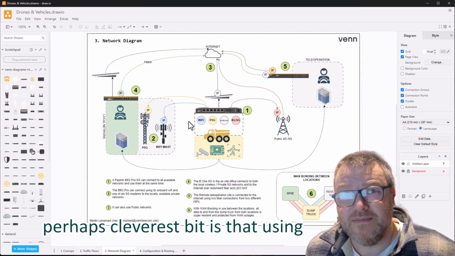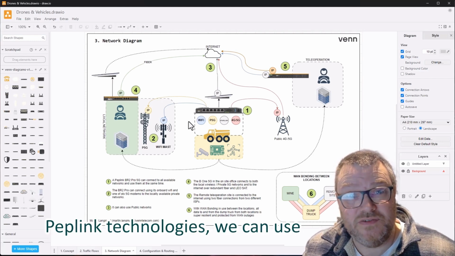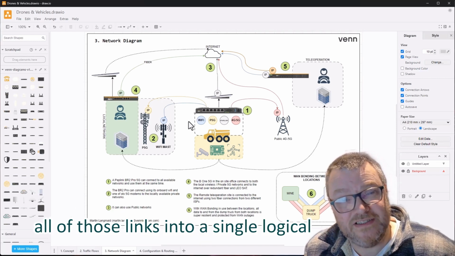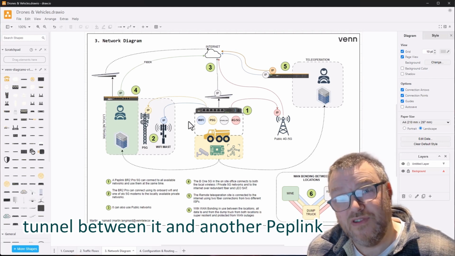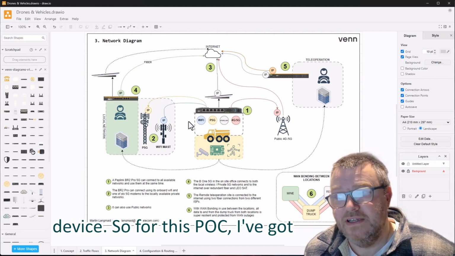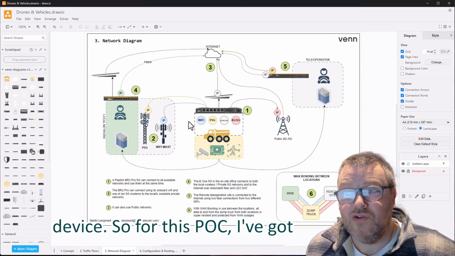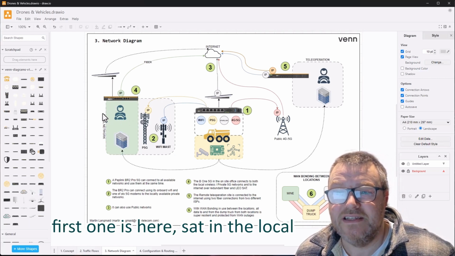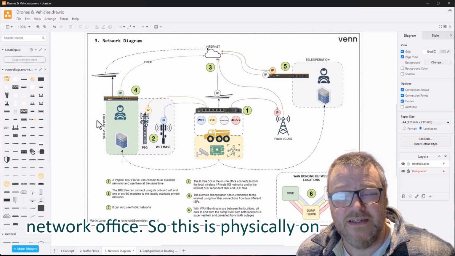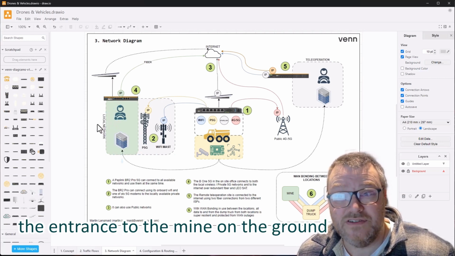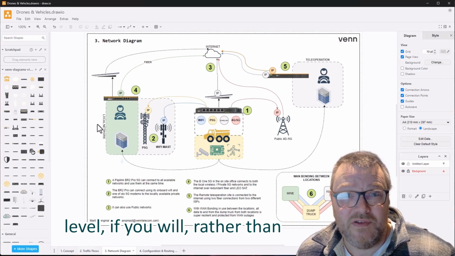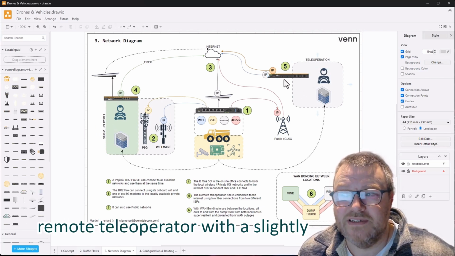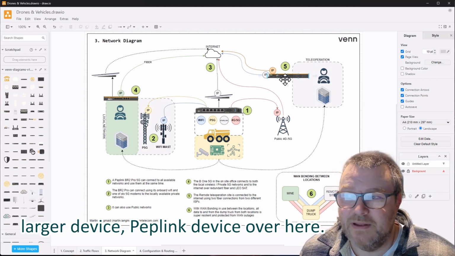The perhaps cleverest bit is that using Peplink technologies, we can use SpeedFusion bonding, where we can combine all of those links into a single logical tunnel between it and another Peplink device. So for this POC, I've got two more Peplinks in the design. The first one is here, sat in the local network office. So this is physically on the entrance to the mine, on the ground level, if you will, rather than subground. And then we've also got a remote teleoperator with a slightly larger Peplink device over here.